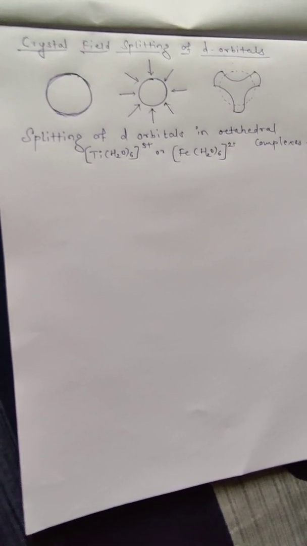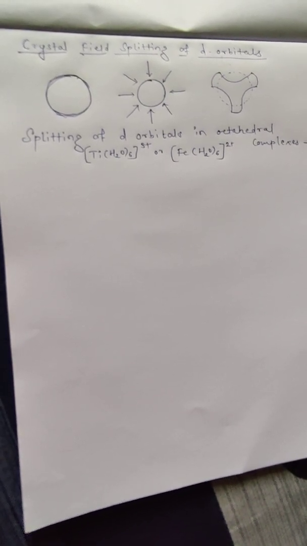Hello students, in our previous lecture we started with unit number 1 and we also discussed the limitations of VBT, and to overcome all the drawbacks of VBT the new theory comes, that is CFT. We also discussed the postulates of CFT. According to CFT, there is no covalent or coordinate bond between ligand and metal ion, but it is just an electrostatic force of attraction which is present between ligand and central metal ion.